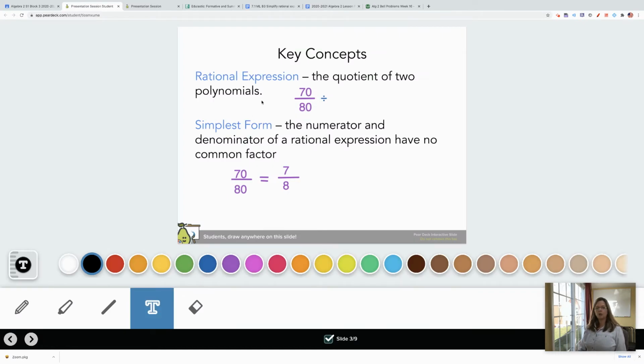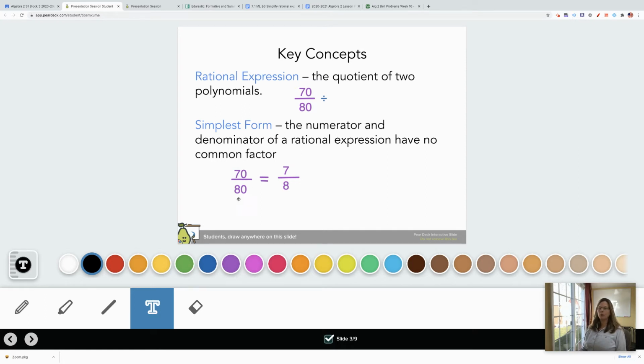We have 2 terms that we want you to pay attention to. What is a rational expression? Well, it's the quotient of 2 polynomials. Just by way of reminder, 70 over 80 is a rational number, you'll remember, because a rational number looks like a fraction. The fraction bar really means divide. Thus the word quotient. When we write something in simplest form, we write it as an equivalent expression where the numerator and denominator have no common factor. So 70 over 80, if I divide both of these numbers by 10, 7/8 is my simplest form.